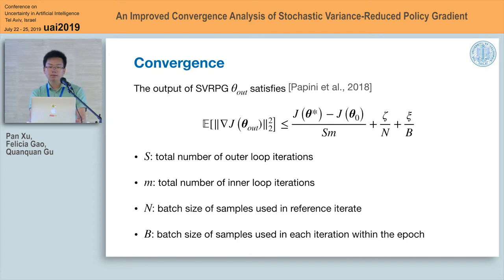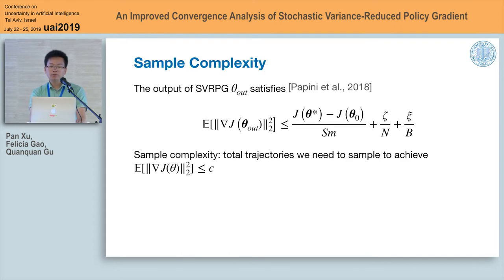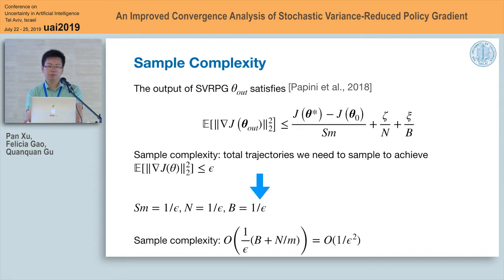And s is the total number of epochs, and m is the length of each epoch. So in order to ensure that this squared gradient norm is upper bounded by epsilon, we need to ensure that the total iteration is 1 over epsilon, and the sample sizes, both from the outer loop and the inner loop, are in the order of 1 over epsilon. So this gives the total sample complexity of this algorithm, which is also 1 over epsilon squared.